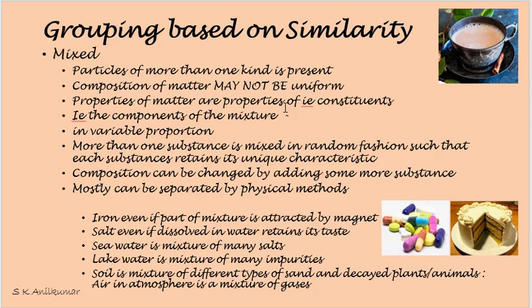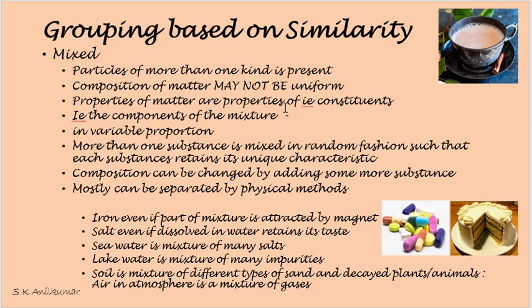When we call something a mixed substance, what has happened is that more than one substance is mixed in random fashion such that each substance retains its unique characteristic. The composition of this mixed substance can be varied by adding some more of some of the substances. For example, you can add more stone, you can add more husk, you can add more wheat.